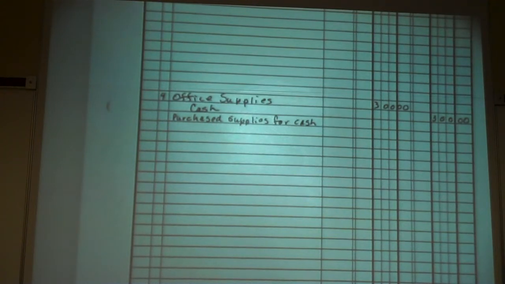Your description could just as easily be purchase supplies. It doesn't have to say for cash because we have cash in the transaction. Are you remembering to skip a line? It just gives you a little place if you make a mistake to fix it. Plus, I think it looks a little neater.